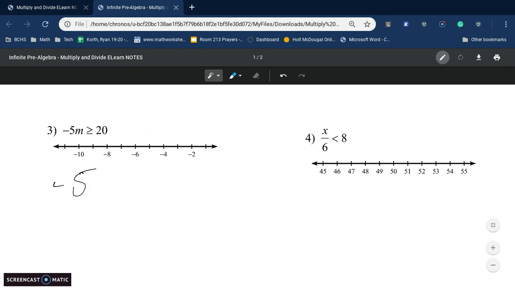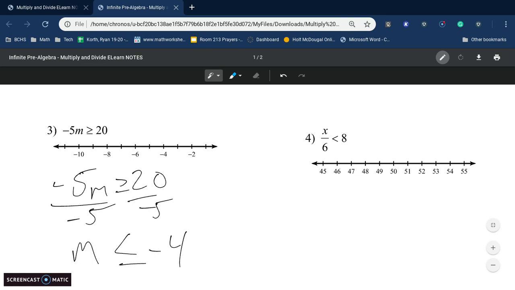Negative 5m greater than or equal to 20. Divide by negative 5 on both sides. Did we divide by a negative? Sure did. Inequality changes direction. Make sure you have a final answer. M less than or equal to negative 4. Without a final answer, you can't get full credit.